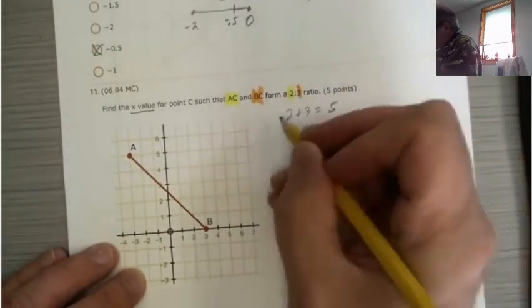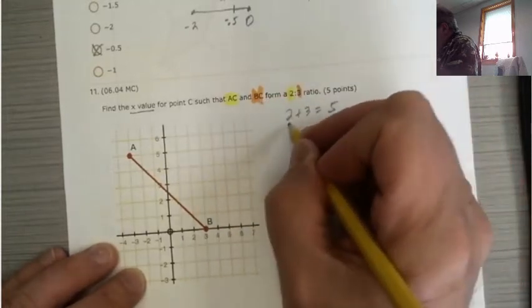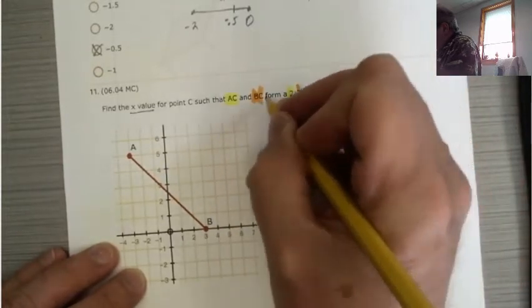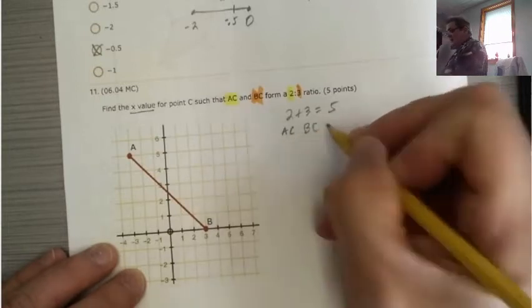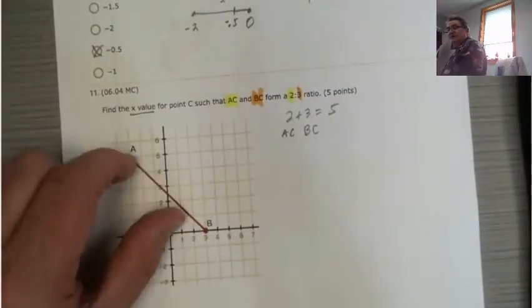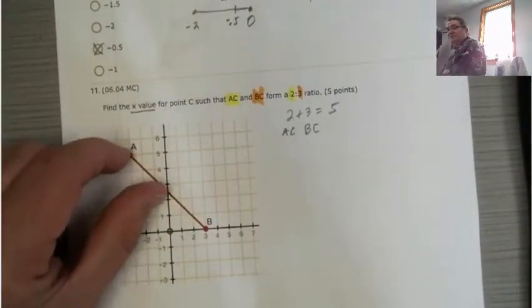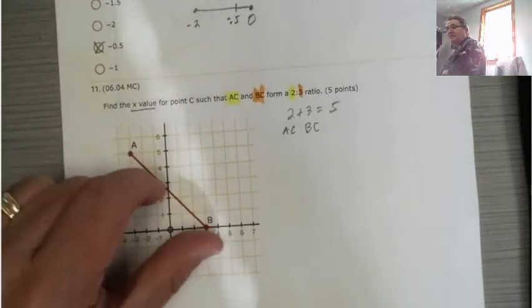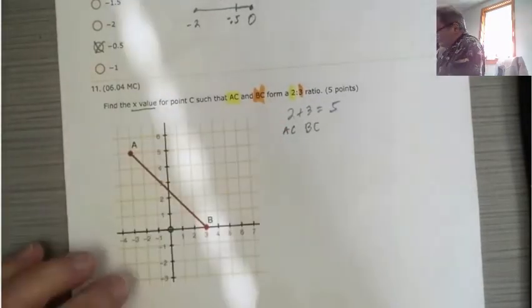And AC is going to get 2 of those pieces, and BC is going to get 3 of those pieces. It's kind of the way I think of it. If we broke it up into 5 pieces, 2-to-3 ratio, you get 2, you get 3. That's a 2-to-3 ratio. So they just want x values.